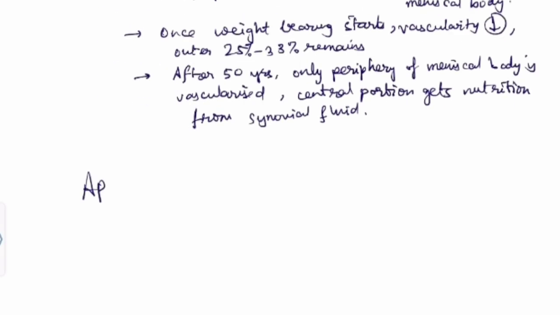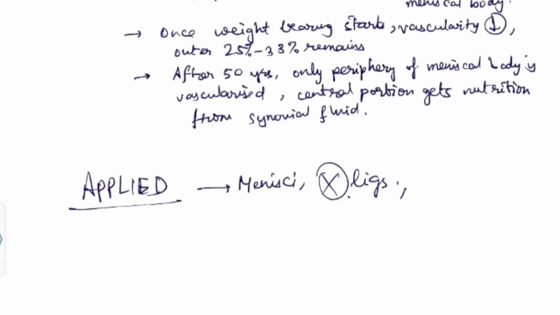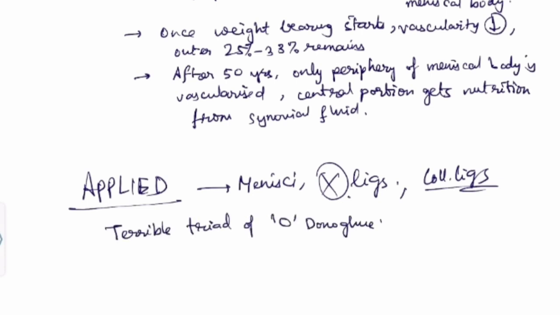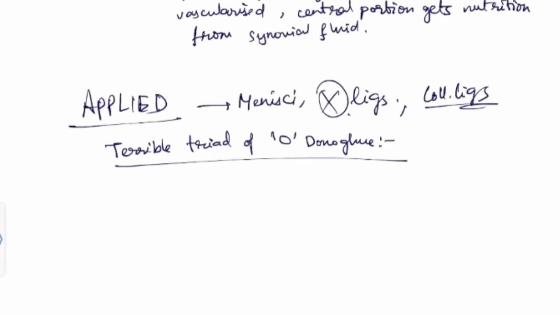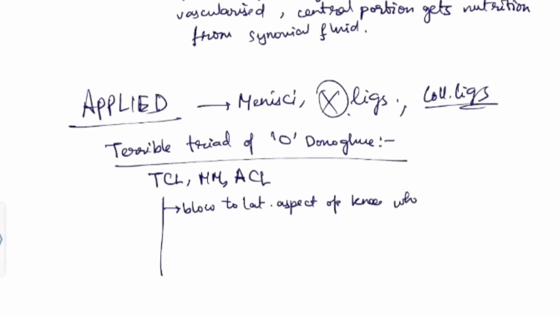Now going on to the applied anatomy. This one relates with the menisci, the cruciate ligaments, the cross ligaments, okay, and the collateral ligaments. We'll see what all these are. See, the terrible triad of O'Donoghue: tibial collateral ligament, medial meniscus, and the anterior cruciate ligament. How does it happen? Blow to lateral aspect of knee when foot is on ground. Sprains the tibial collateral ligament and medial meniscus may get torn.